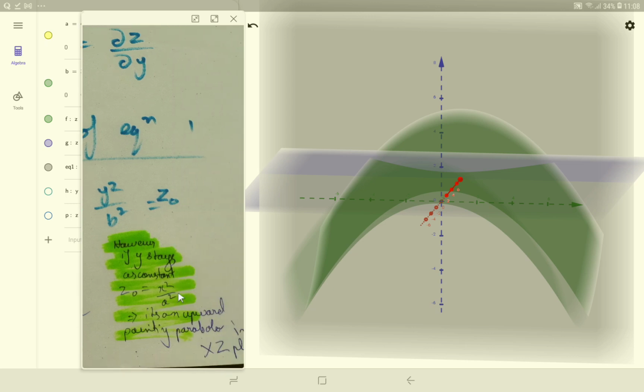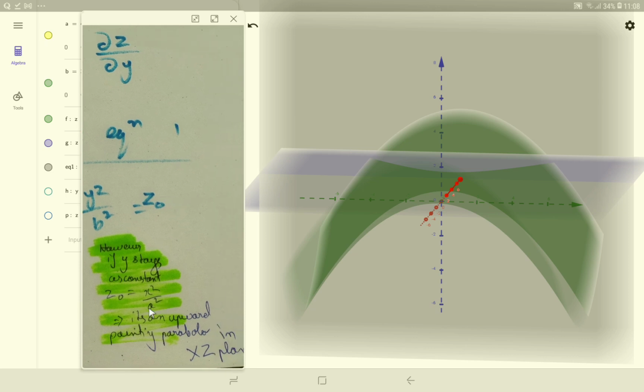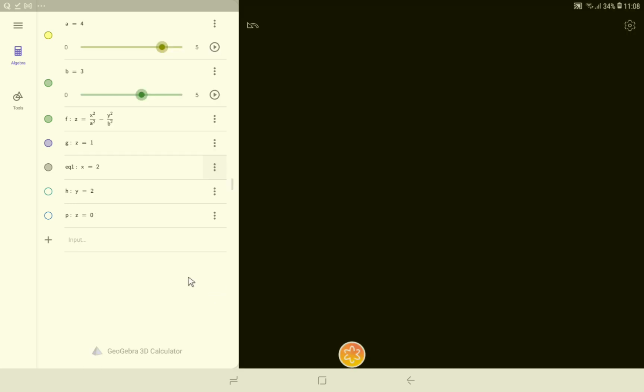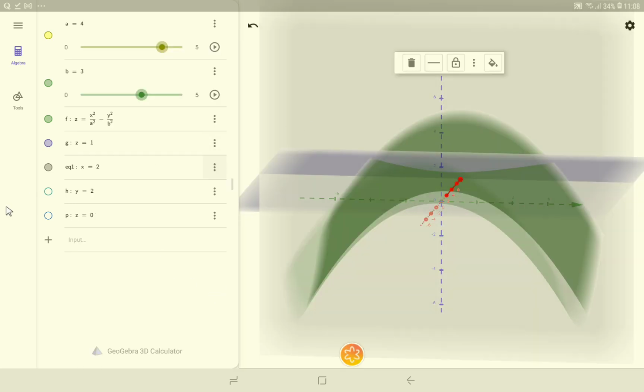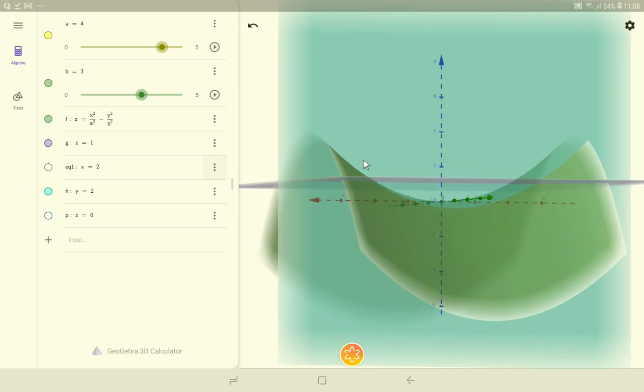Sorry if I forgot to write minus c here, which would correspond to this value having a minus sign up front. That would be the upward pointing parabola in the xz plane, or some plane that's parallel to the xz plane. Let's see if that's the case here. If you assume y to be constant, it is evidently an upward opening parabola, to be precise.